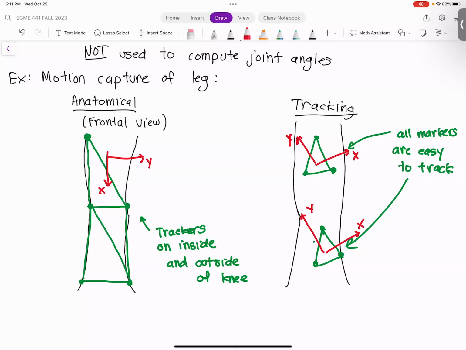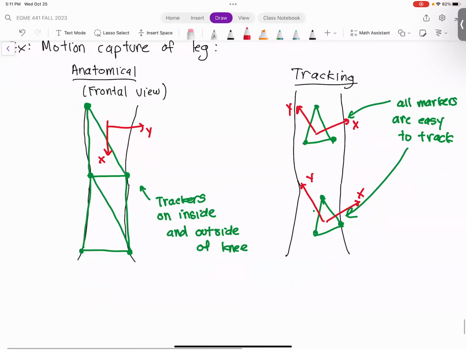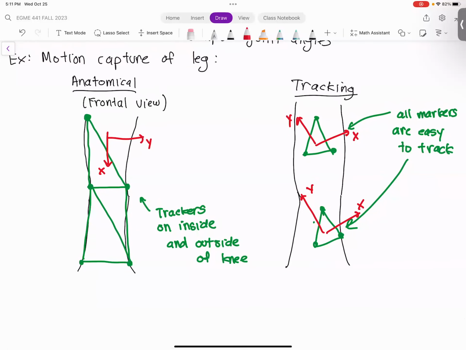So they may not necessarily align with the underlying bones, but at least we'll be able to see them throughout the entire motion. Okay. And so in order to properly track the motion during a motion capture setup, we need both of these, okay? And then, of course, we eventually need to relate these guys together, okay?